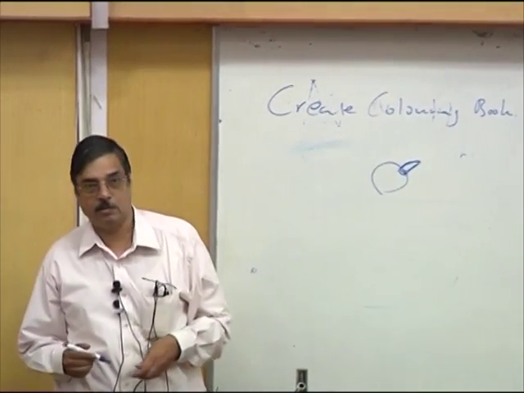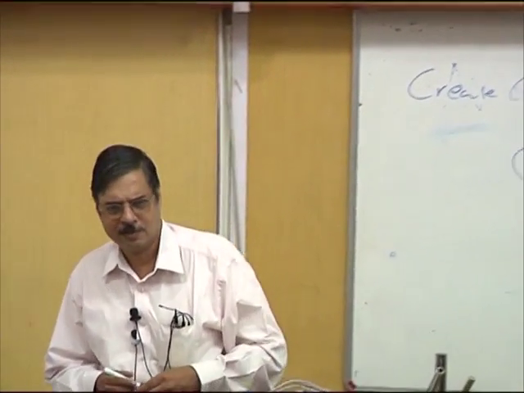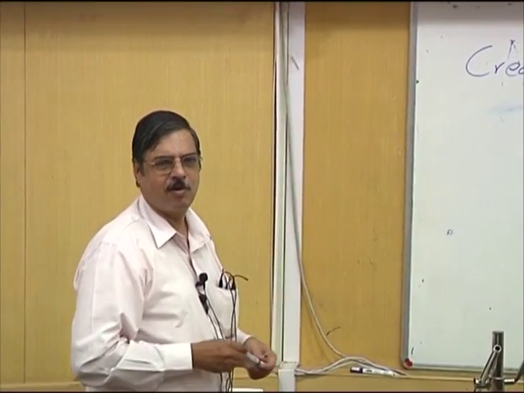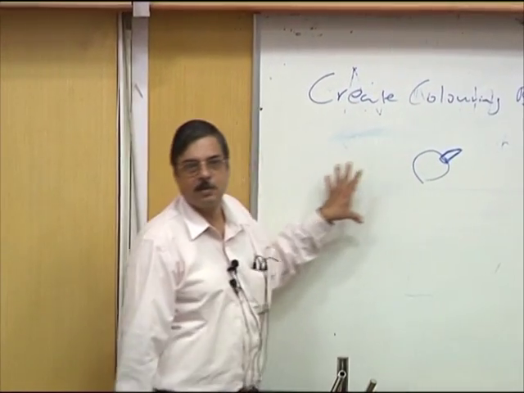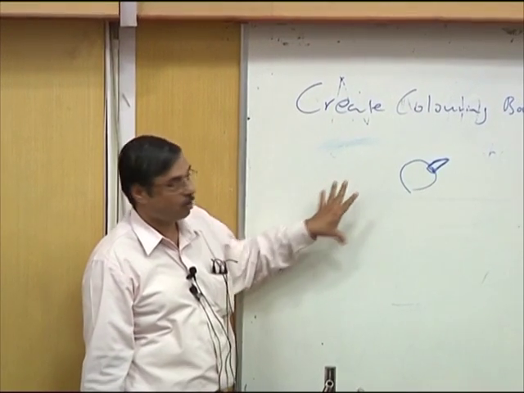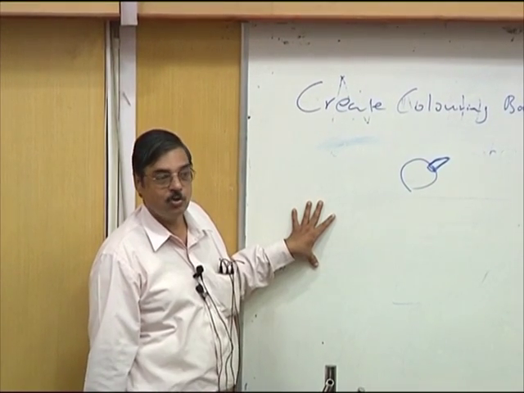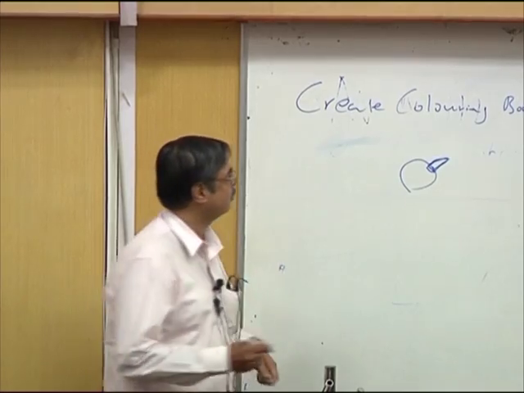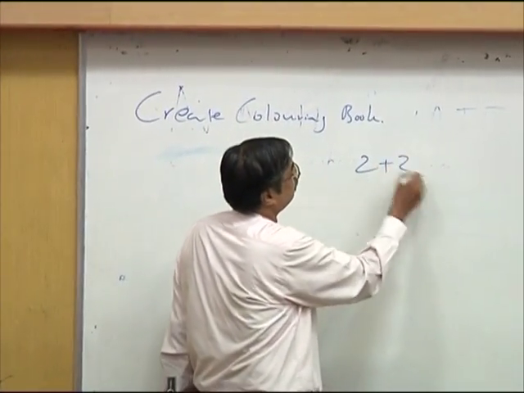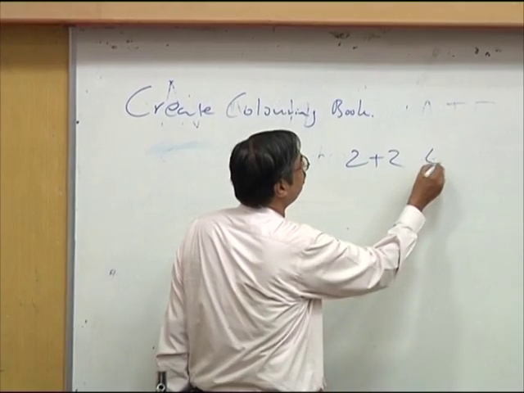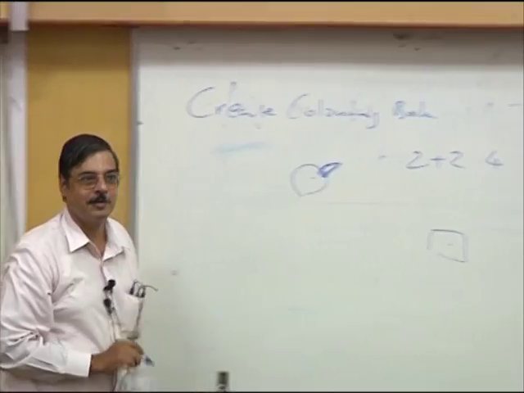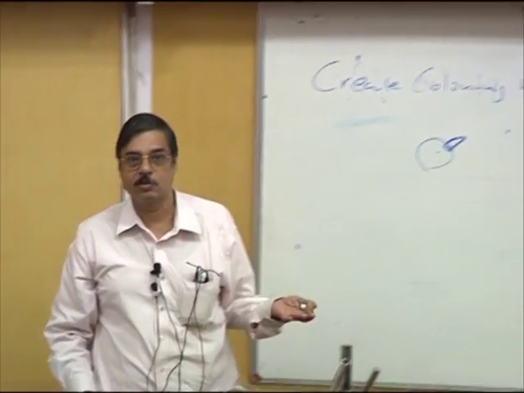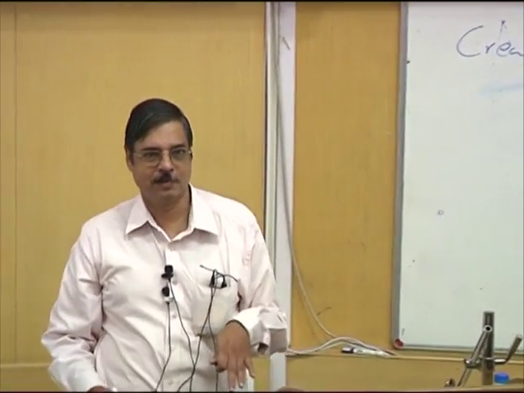If you go to Goodly.com, or one of the Goodly has changed to something else, there is a very nice use of coloring as an aid to teaching. They will show you an object and use it to teach different things. They will give you 2 plus 2. Once you write 4, color number 4 will go and fill whatever is there. Then they will give another thing. You have learnt this thing.